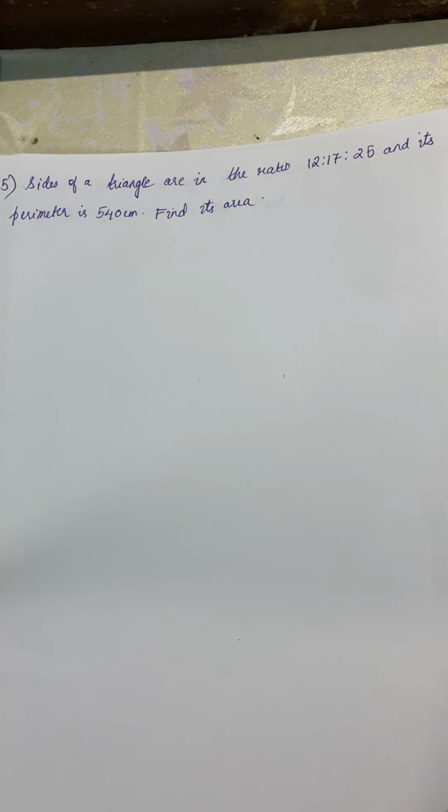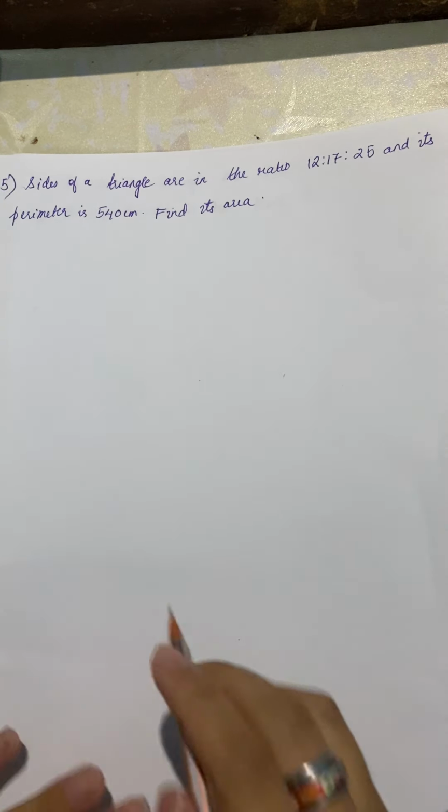So this is the next question, question number 5 of exercise 12.1. The sides of a triangle are in the ratio 12:17:25 and its perimeter is 540 centimeter, and we have to find its area. Now they have not given us the sides, they have only given us the ratio. These are the three ratios.